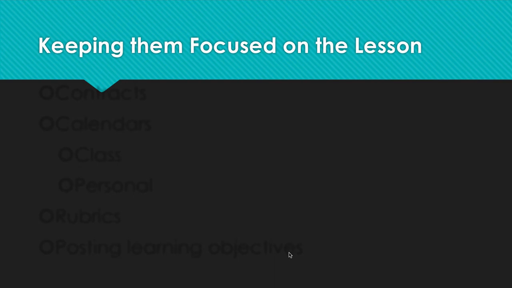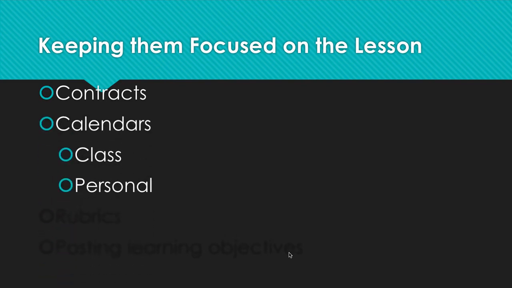There's a couple ways you can do this. One thing I do is a contract. This also can take the form of a syllabus, but basically this just gets all what they're going to be learning in one place. And I'm going to show you some examples of what a contract might look like. Another thing I use, which I've already showed you, are class calendars.